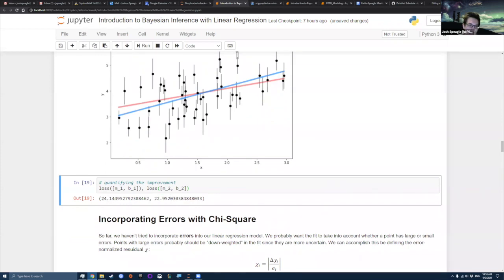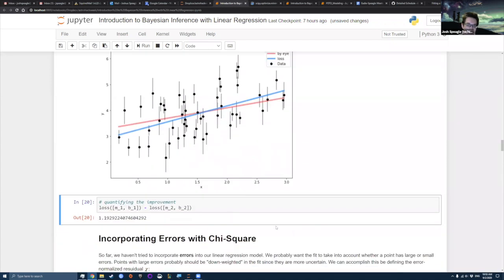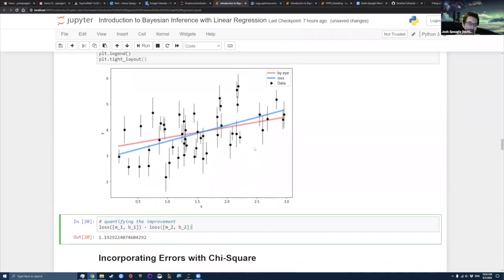So okay, the difference is, at least in my case, that the initial fit had a loss of about 24.14, and the second is more like 22.95. So the difference is roughly a factor of 1. That means that if we're looking at the squared residuals, this new fit essentially reduces the total amount of squared residuals by around 1, which is not a huge amount. So that seems to agree with this intuition that these two fitted lines are quantitatively quite similar.